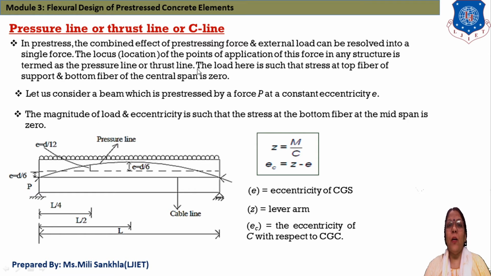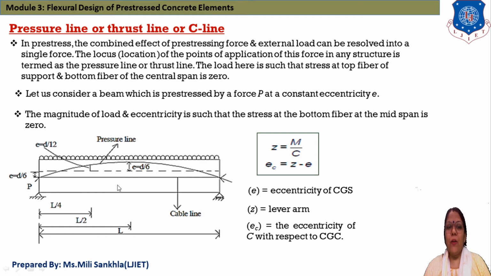That means resolution of this pre-stressing force and external load into one single force, and the location of the application of this force on any structure or pre-stressing member is known as pressure line or thrust line. The load here is such that stress at the top fiber of support and the bottom fiber of the central span is 0. That means at the top fiber we get the stresses, and at the center the stress is 0.